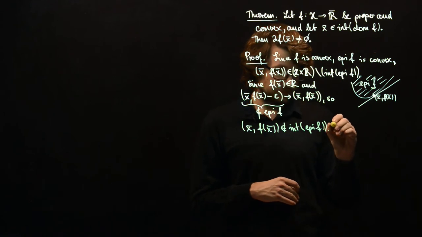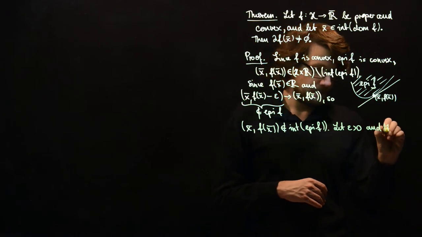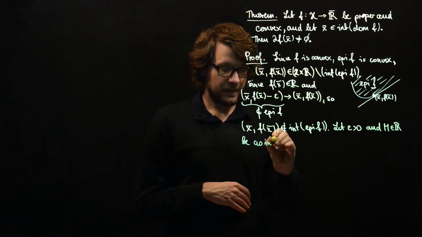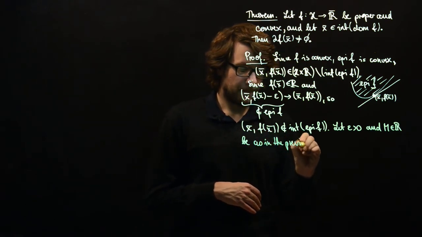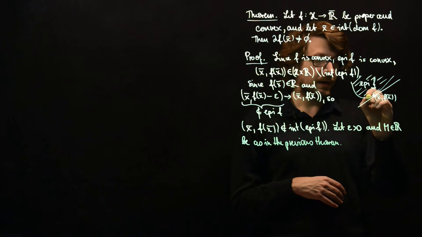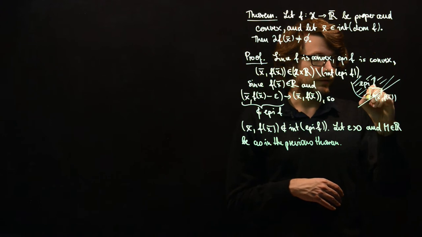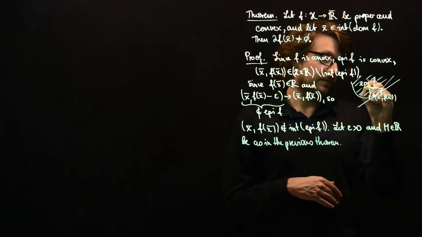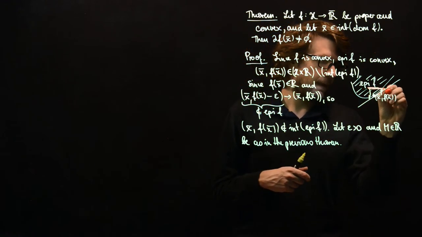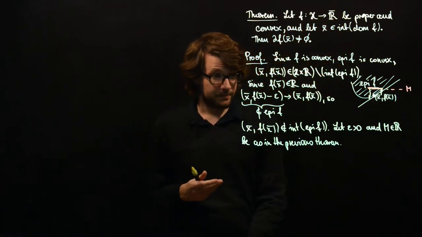So let epsilon and m be as in the previous theorem. And then we have an epsilon environment here and some upper bound. So the function is bounded from above by this value m here, in the epsilon ball around x bar.